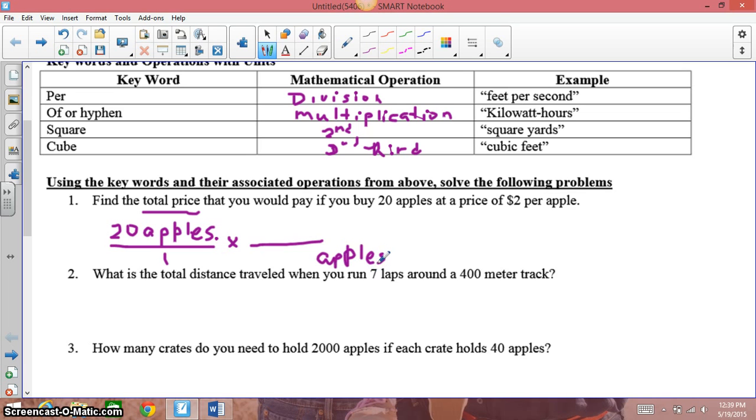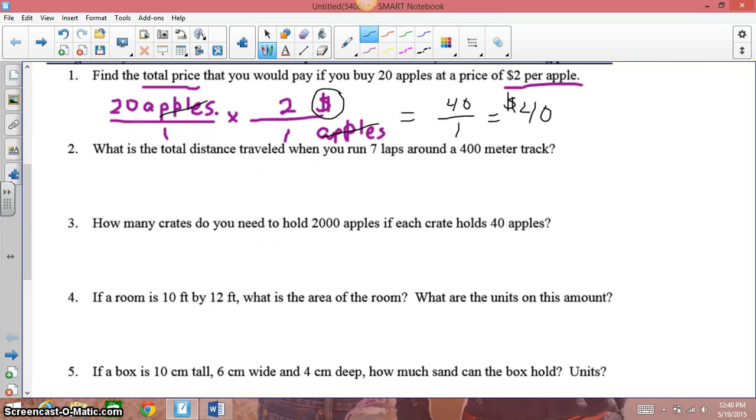And I know from my problem that I can go directly from apples to money with this conversion here. So I'm going to put my money up top, and I know that every one apple costs $2. That way, the apples have canceled out. I multiply straight across, and I have 20 times 2 up top, which gives you 40. On the bottom, you have 1 times 1, which is just 1. So, of course, then 40 divided by 1 gives us 40. The only unit you have left in the problem is money, so therefore that's the unit for your final answer. I'll let you try number 2 and number 3. I'll scoot on down to number 4.